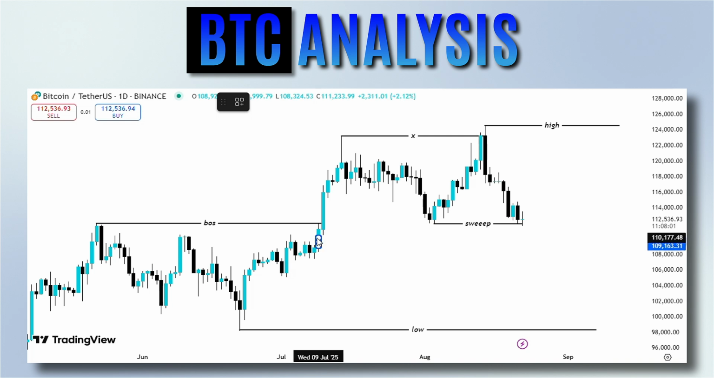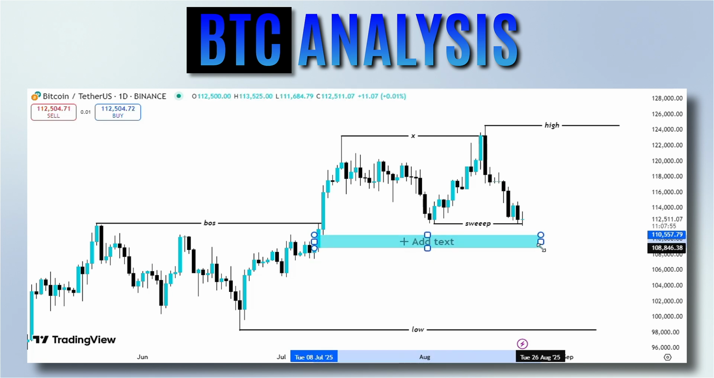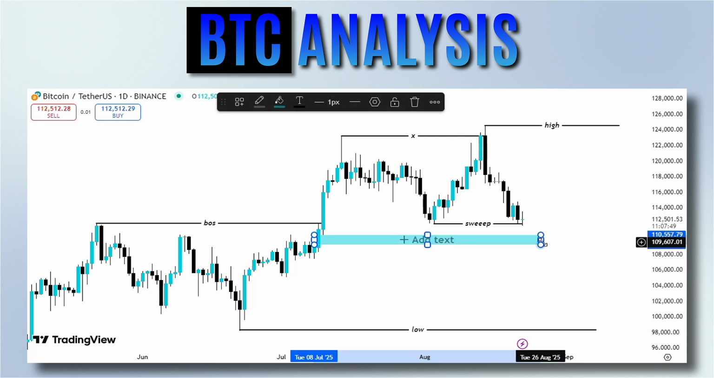So, the narrative on the daily chart is overall bullish trend currently in a bearish pullback, sweeping liquidity as it heads towards a key support zone, the FVG. Now, let's move down to the 4-hour and 1-hour charts to see how this daily pullback is unfolding.